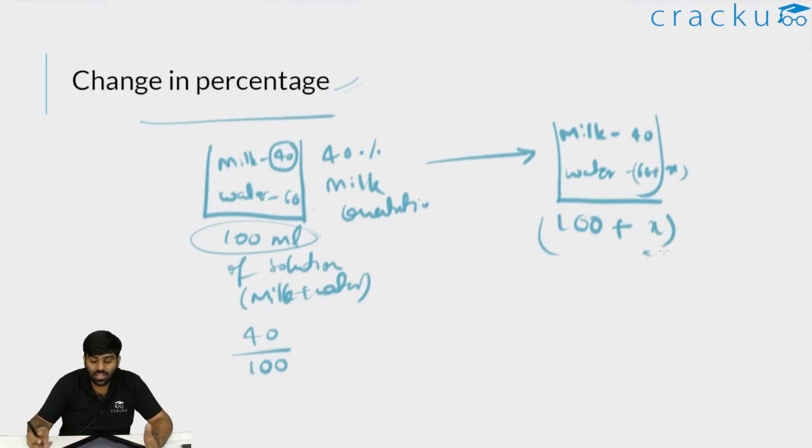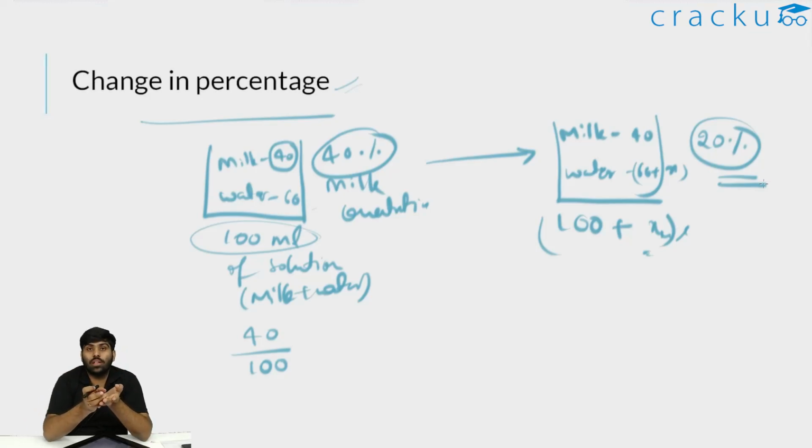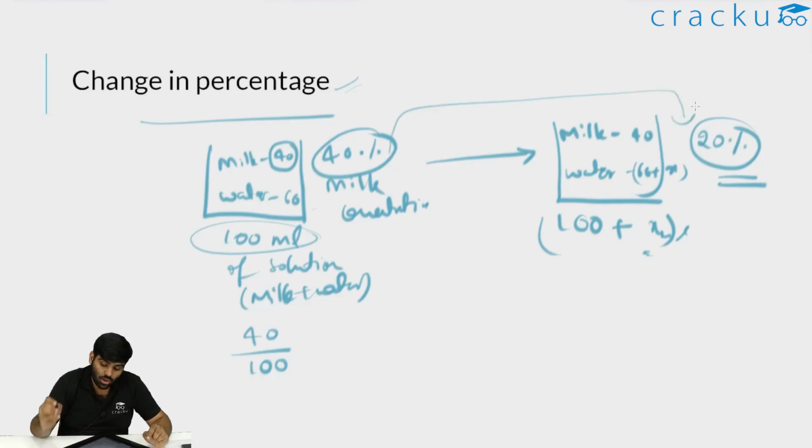Now after adding X ml of water to this solution, the concentration or the percentage of milk changed to 20%. Initially it is 40%, but now it is changed to 20%. So see, in the previous case, we discussed percentage change in value. First, we calculate the change in absolute values. Then we see what percentage of the initial value that change is. But here, it is change in percentages only. There is no absolute. See, 40% to 20% concentration. So simple. When it is 20%, what does this mean?